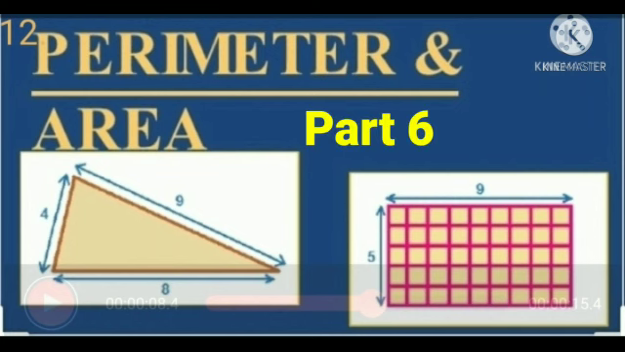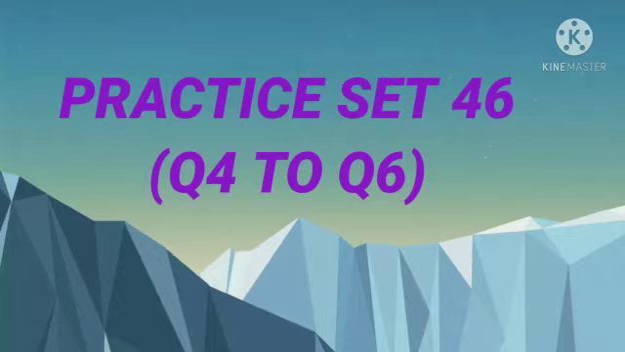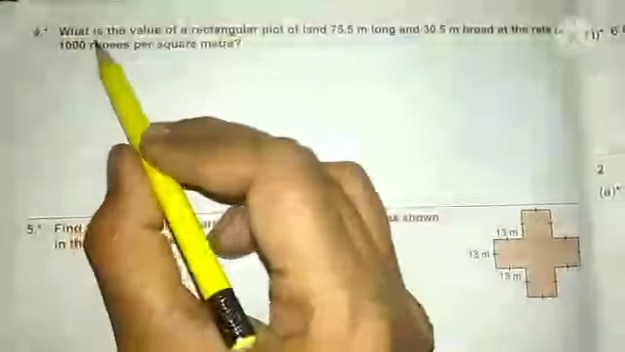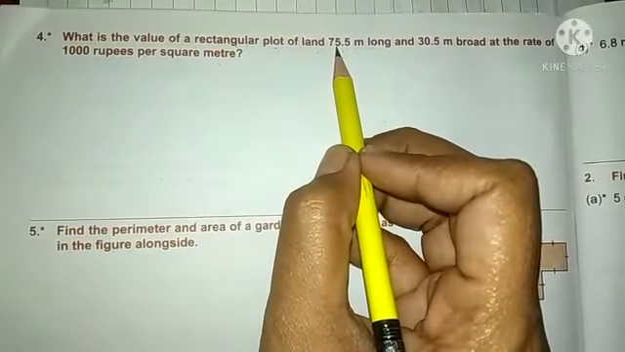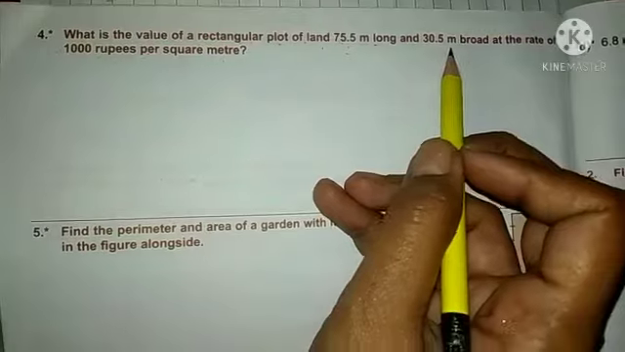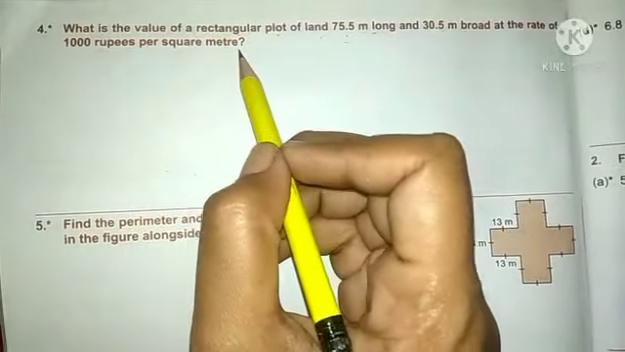Today we will study the 12th chapter, Perimeter and Area. Part 6. Let's see Practice Set 46, question number 4 to question number 6. Question number 4: What is the value of a rectangular plot of land 75.5 meters long and 30.5 meters broad at the rate of 1000 rupees per square meter?